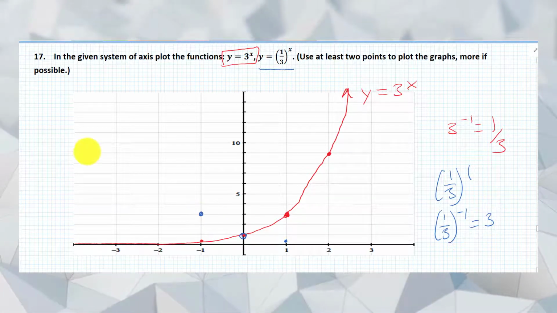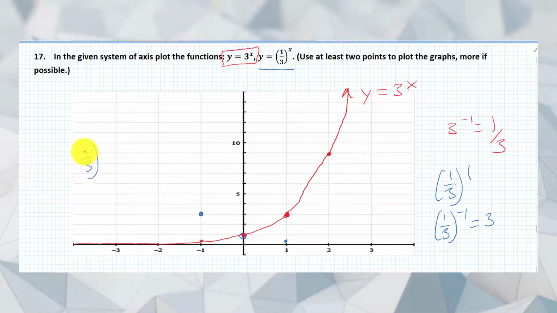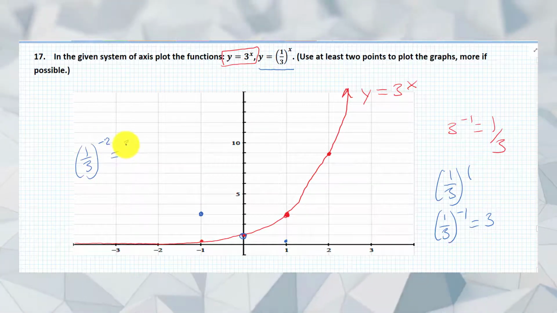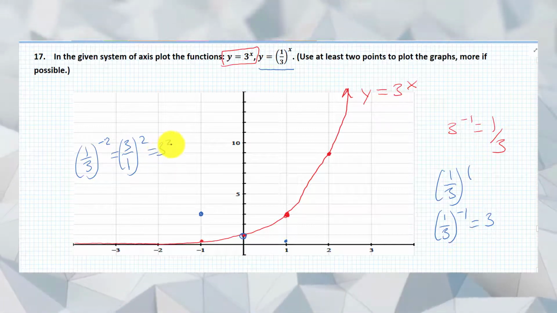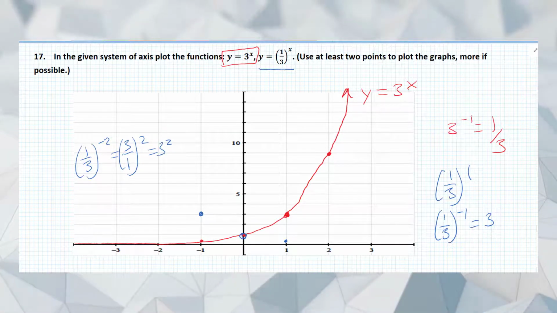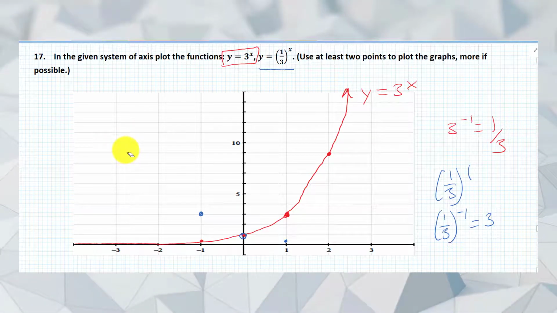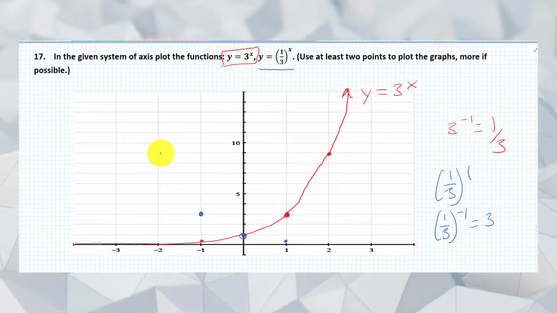If x is -2, 1/3 to the -2 is 3 over 1 to the second power. 3 over 1 is just 3. That's 3 to the second power, so it is 9. Okay, so -2, 9 is right here.